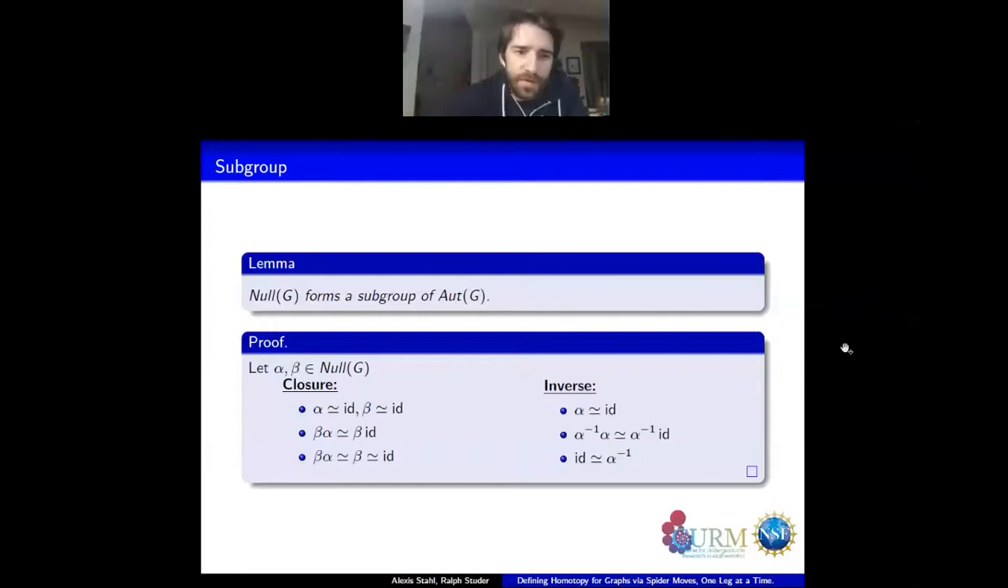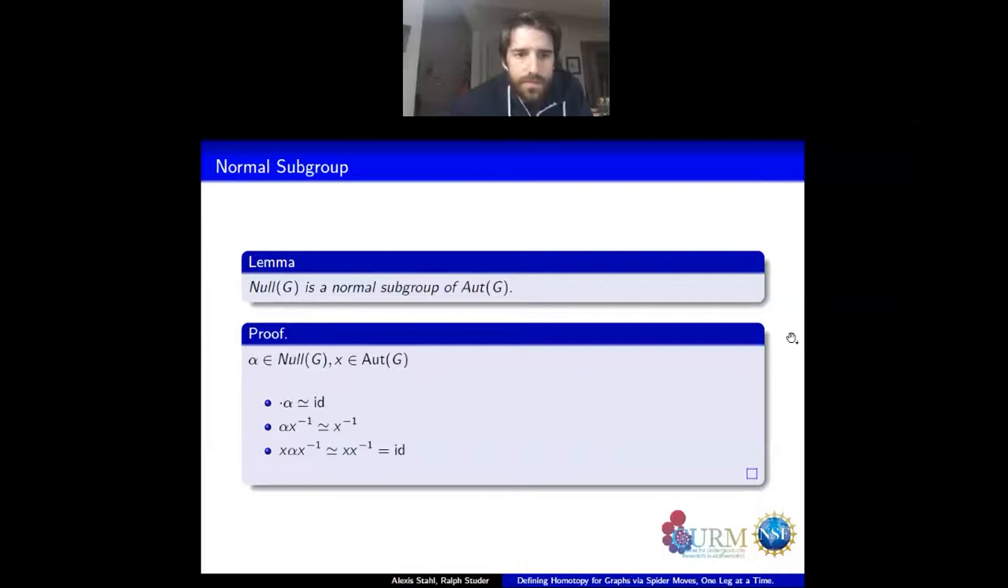From there, we proved that null G forms a subgroup of Aut G. First we looked at alpha and beta in null G, and both of those are homotopic to the identity. From the previous lemmas, we can see that the composition of alpha and beta is also homotopic to the identity, and thus is in null G, giving us closure. We can also see that the inverse of alpha is homotopic to the identity as well, thus being in null G.